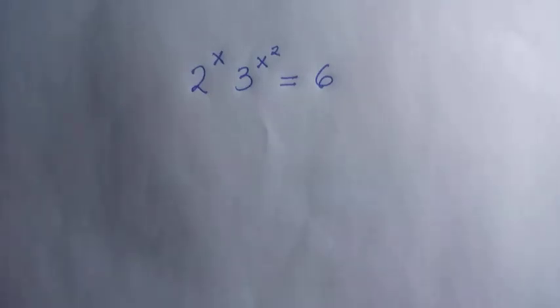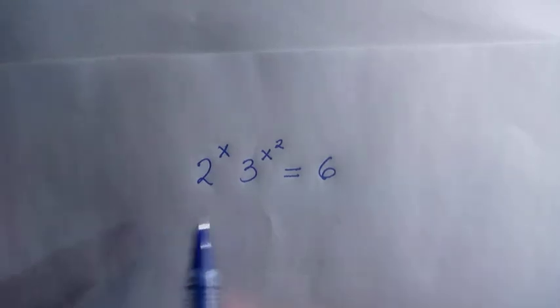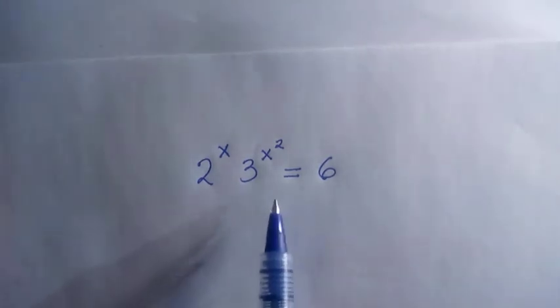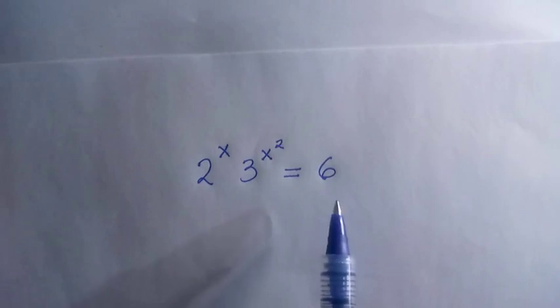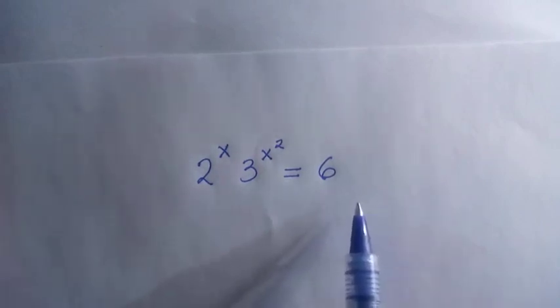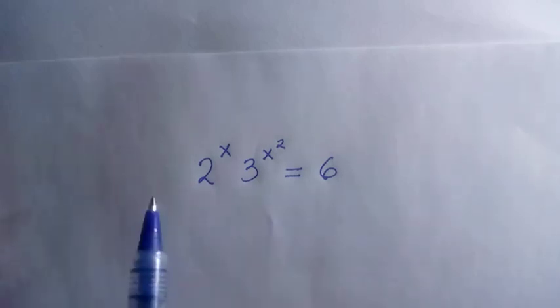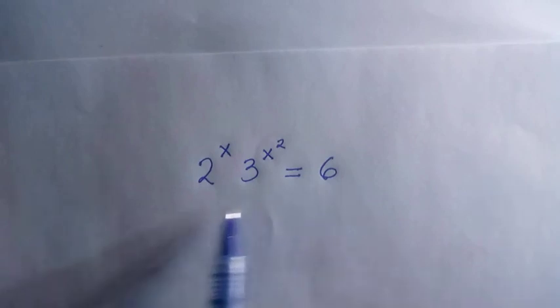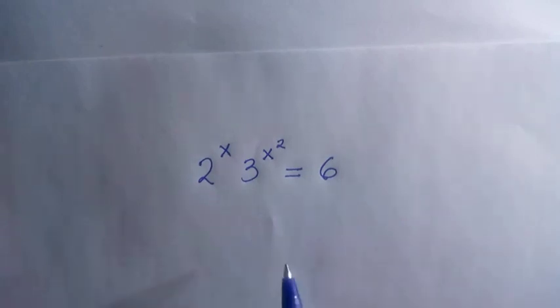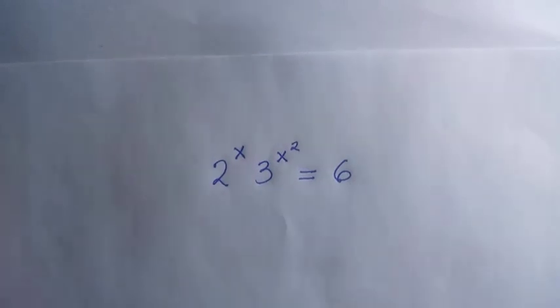How to solve these nice exponential equations where we have 2 to the power of x times 3 to the power of x squared equals 6. To solve this, we know that when we substitute x equals 1, we get the result, and it really satisfies the equation, which is true. And we still have another solution that also satisfies this. How can we do that?